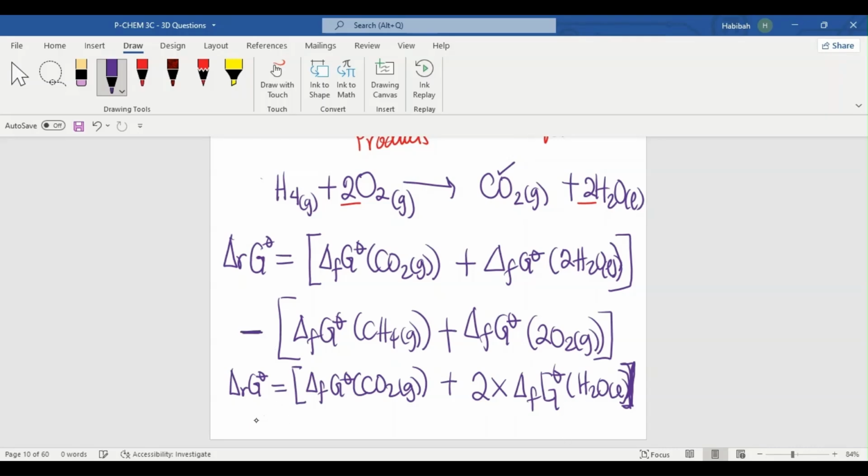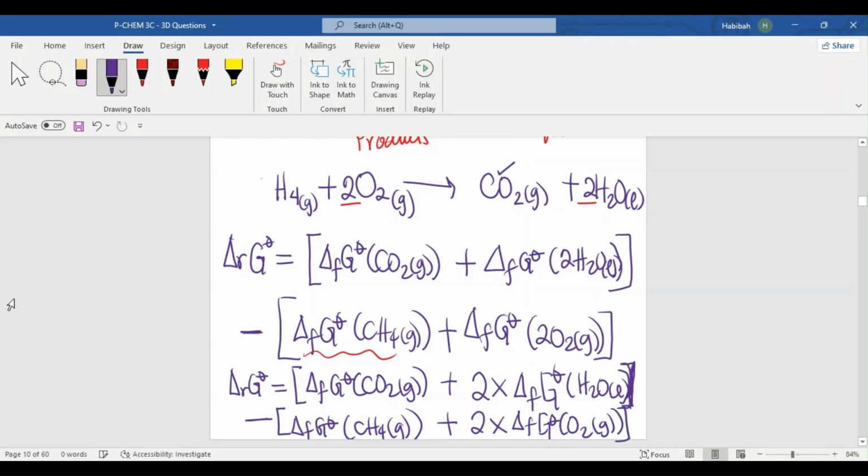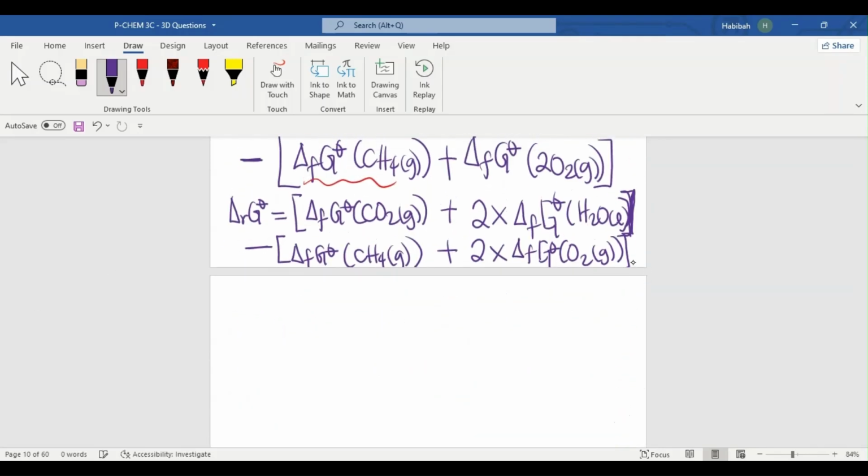We do the same thing here: minus, and this one has no coefficient greater than 1, so we don't have to say 1 times. We can just rewrite it. So you have the Gibbs energy of formation for CH4 gas, plus 2 times the Gibbs energy of formation of O2 gas. This is basically how it's done.